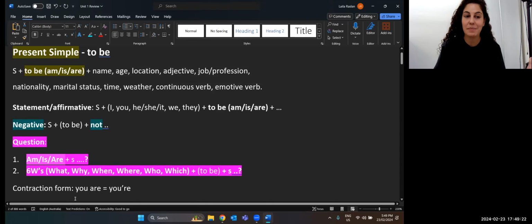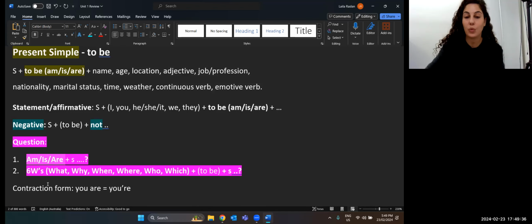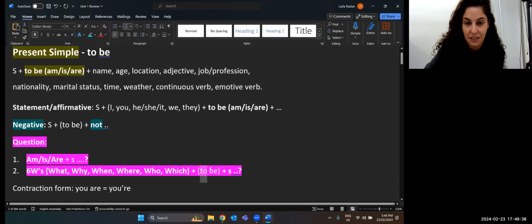So we can make a question with the verb to be. We start with am, is, are, and then we put the subject and then whatever information we want to know. Or we can use the 6 W's: what, why, when, where, who, and which. Then we need to put to be. So again, am, is, are, depends on the subject.